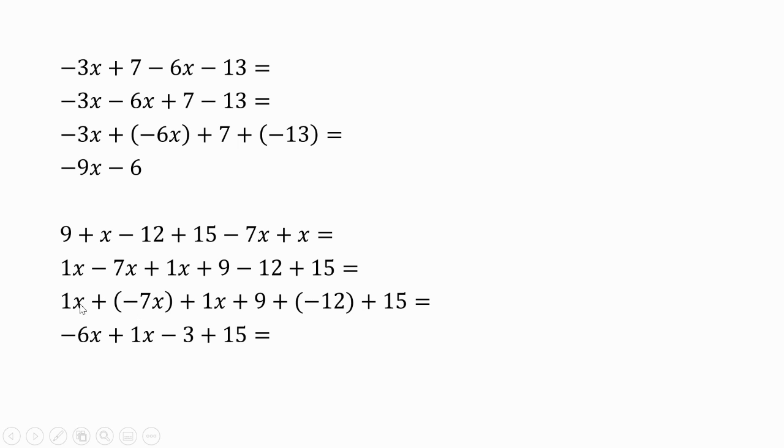So I'm going to go ahead and add these first two together, then I'm going to add these two together. Right, and I went ahead and combined these two at the same time, negative 12 and 9, because they're alike. And that's what I end with when I combine these last two, and then the 15 and the negative 3.